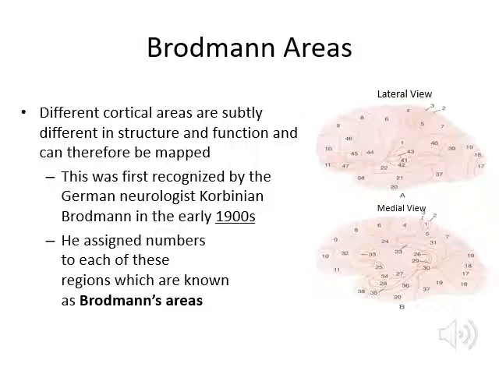Now you've seen these diagrams before with the cortex designated with different numbers. Those are called Brodmann numbers or Brodmann areas. Brodmann was a researcher in the late 1800s, early 1900s, and he analyzed the cerebral cortex histologically, and he found that different areas look different in terms of their cell types. So he defined these different areas with numbers, and that's what the numbers represent.